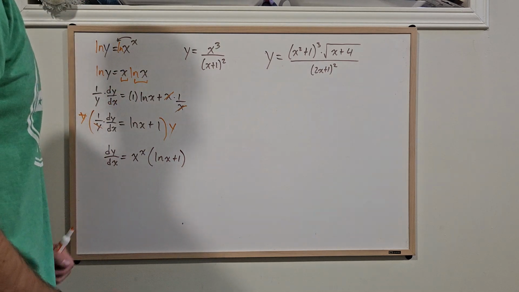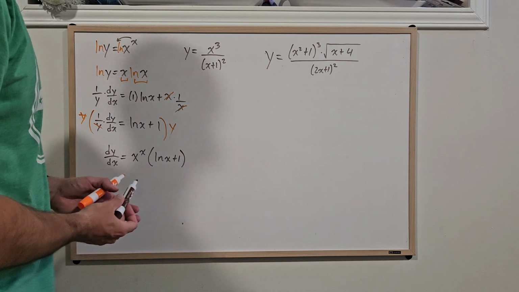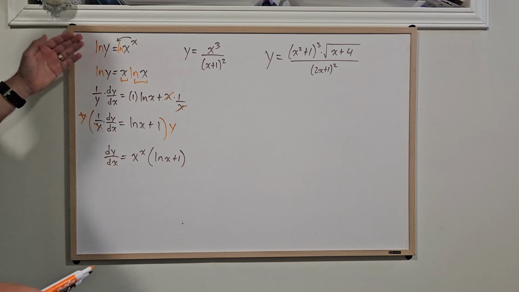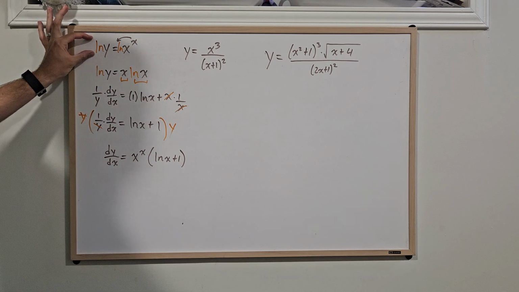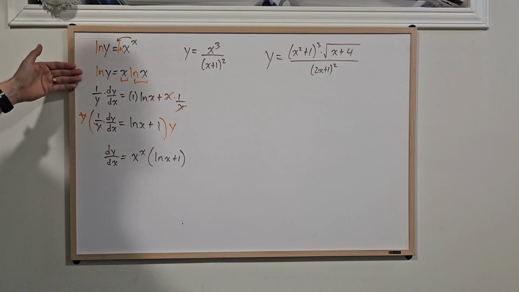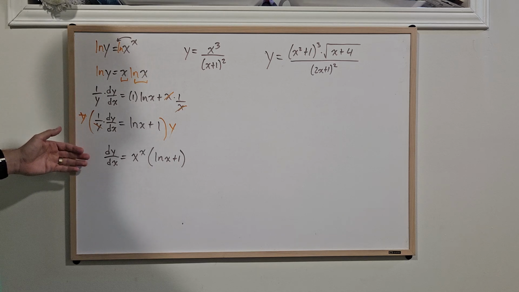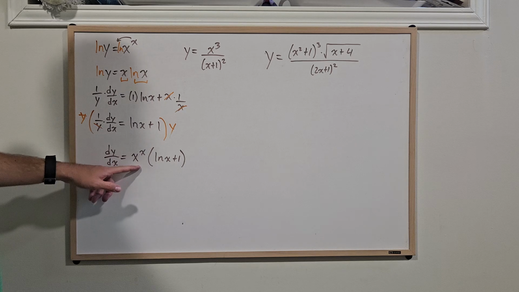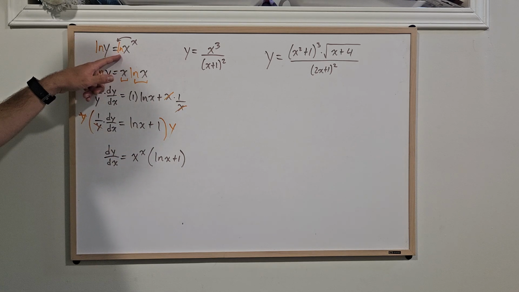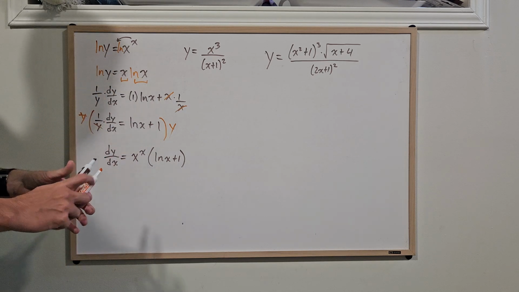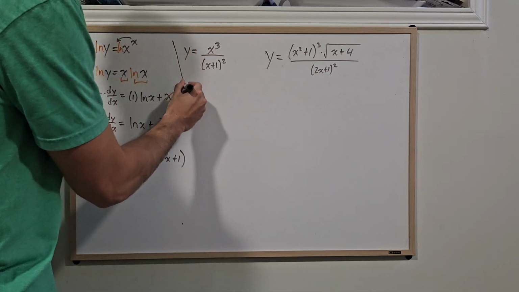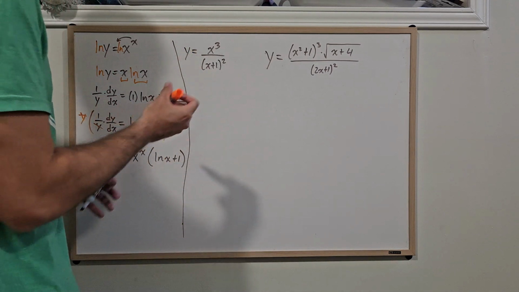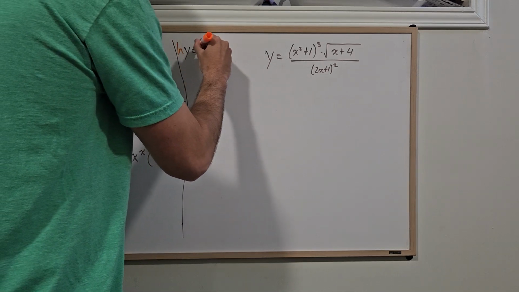Moving on to the next question here. We're going to follow this blueprint. Same thing we did here. We're going to take the natural log of both sides, we're going to differentiate implicitly, and then at the end we're going to be multiplying by the y and replacing our y that was originally given. Alright, so let me draw a line here. Taking the natural log, that's step number 1.